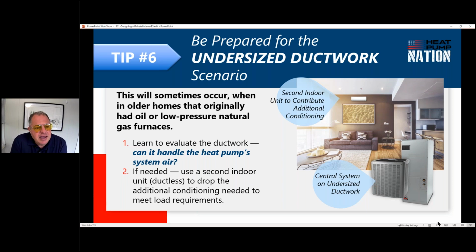Okay, this is a near and dear to my heart strategy. It's called the undersized ductwork scenario. And it's a little complicated, but let me explain. Let's say we aspire to replace a centrally ducted home. Maybe they have a gas furnace or an oil furnace, whatever it might be. And we do our load calculation, then we do our ductwork evaluation, and it's clear we want to apply like a 42,000 BTU heat pump, but the ductwork's really undersized and it can only do like maybe 36,000 BTUs of equivalent airflow through the ductwork.